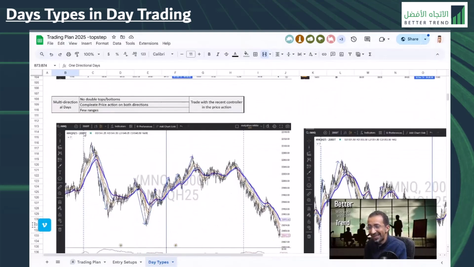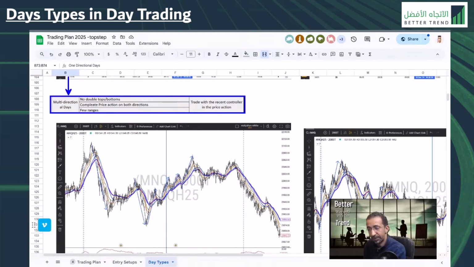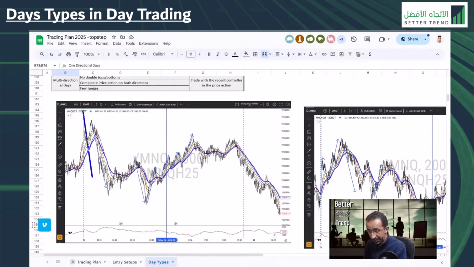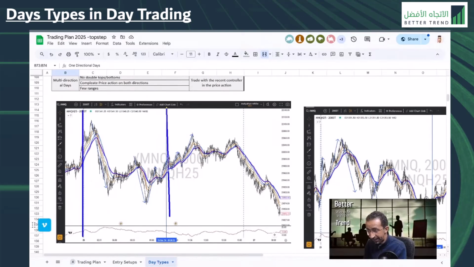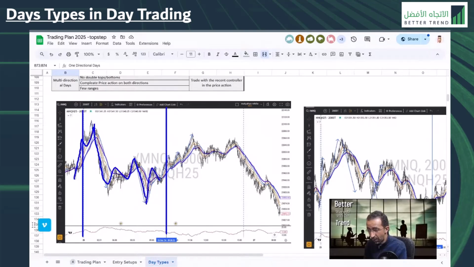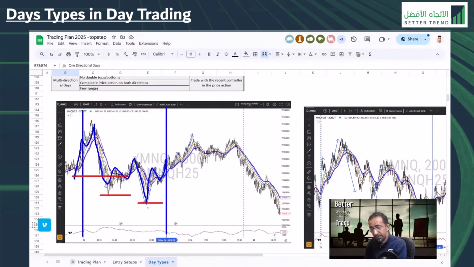Now we have the multi-direction day. One of the most difficult days to read. So, the market started here until 9:30 here. What I see is the market going higher and then going lower and then going higher. Do I have a double bottom? No. This bottom, we have lower lows. As you can see here, we always have lower lows.